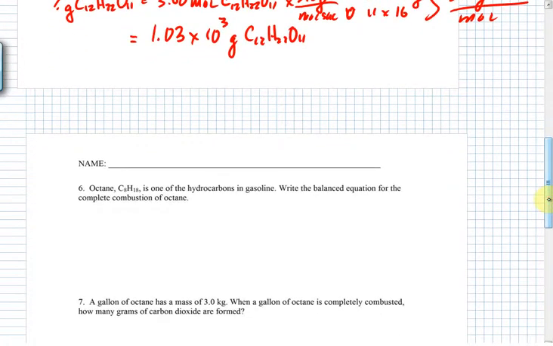Number 6, octane is one of the hydrocarbons in gasoline. Write the balanced equation for the complete combustion of octane. Again, combustion means combining with oxygen. We looked at these in class. O2, oxygen is one of our diatomics. The products of that reaction, complete combustion, are going to be CO2 and H2O.